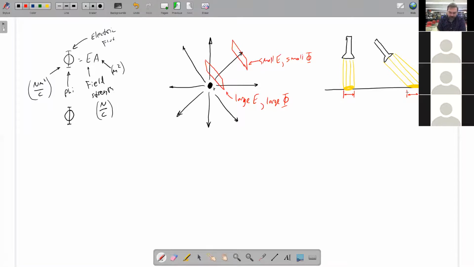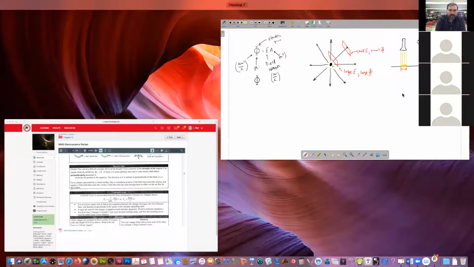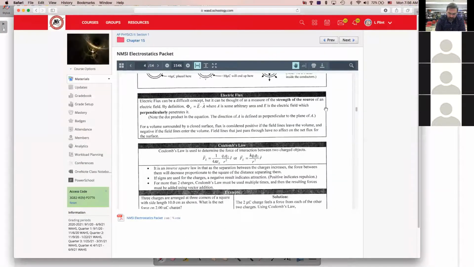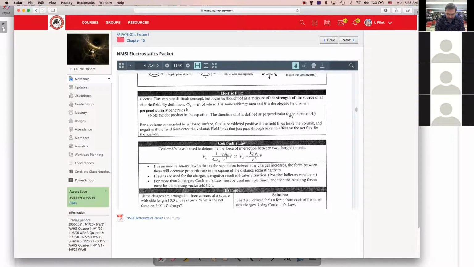Flux used to be quantitatively assessed on the AP exam before the AP Physics 2 exam. Now it's assessed more qualitatively, and that flux is equal to the field strength times the area. So if you have a very high field strength and a very large area, that gets you a very high flux. Flux like flow, like there's a number of field lines that extend through the surface. Anyway, you can read more about that in chapter 15.